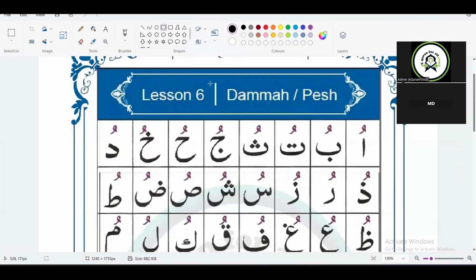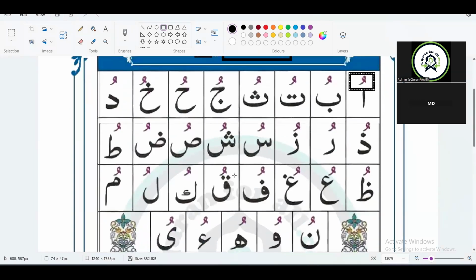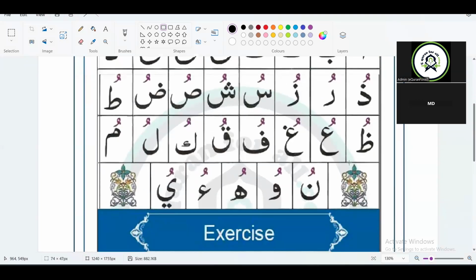Okay, so today is lesson number 6 and it is about Dhamma. The Dhamma looks like a tiny wow. You can match the letter wow with the Dhamma sign, so they both look the same, right? Here you can see the Dhamma and the wow both look the same. So we can say the Dhamma looks like a tiny wow.